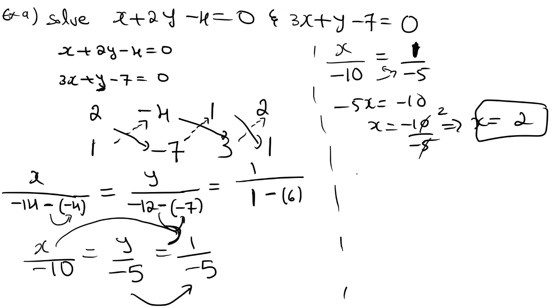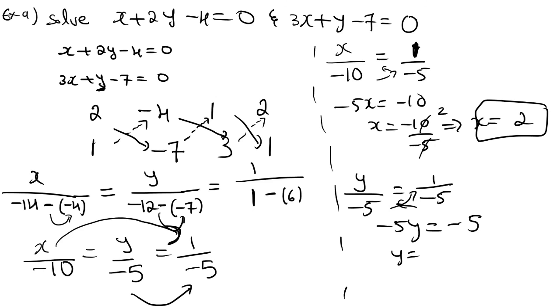Then similarly y by minus 5 is equal to 1 by minus 5, then minus 5y equal to minus 5, cross multiply. Then y is equal to minus 5 by minus 5, a by a, b by b, that value is equal to 1 itself, right? So y value equal to 1.